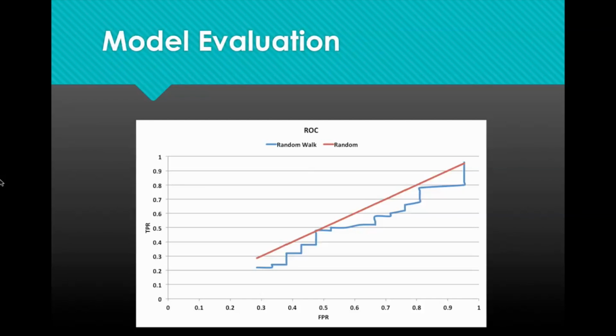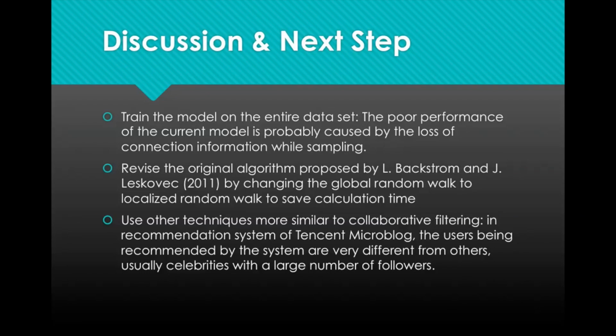But unfortunately, in order to reduce the computation time, the simplification of the model also significantly reduces its performance. We can see that the ROC curve of the random walk algorithm is actually lower than the random classifier. So the conclusion we got from this exploratory study is that we may need to actually train a model on the entire dataset, because we suspect that the poor performance of the current model is probably caused by the loss of connection information while we were sampling. For the next step, we're also considering revising the original algorithm by changing the global random walk to a localized random walk in order to save calculation time.